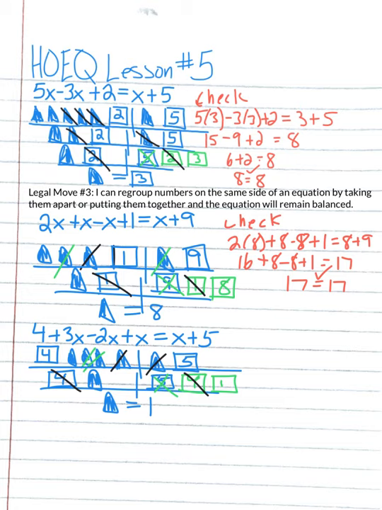And just as our check again, we have 4 plus 3 times 1 minus 2 times 1 plus 1 is equal to 1 plus 5. So this becomes 4 plus 3 minus 2 plus 1 is equal to 6. 4 plus 3 is 7, minus 2 is 5, plus 1 is 6.